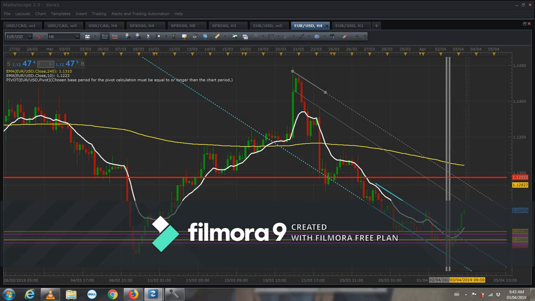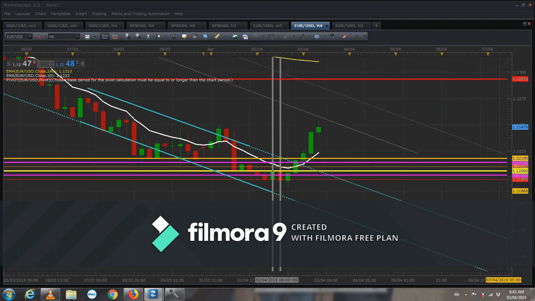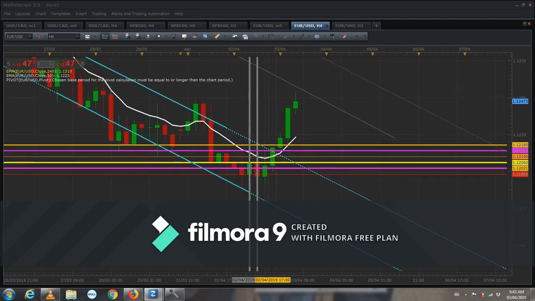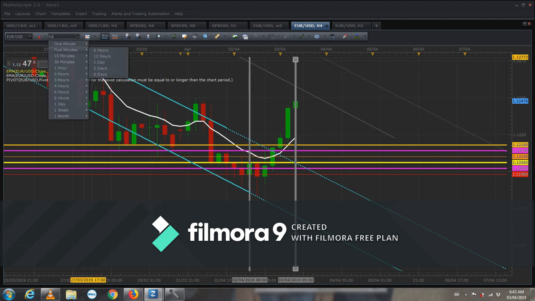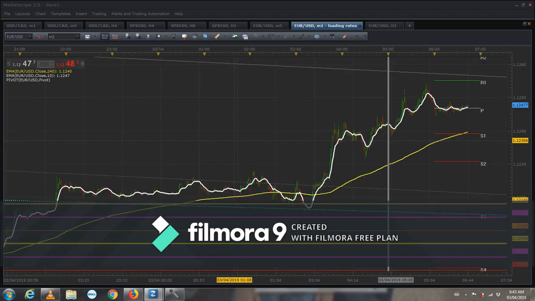It's kind of parallel, yeah. So there'd be another resistance point around there. So basically I've got to draw these. That's a 4 hour. I'll move my 1 hours over. This is supposed to be a 1 minute chart here.